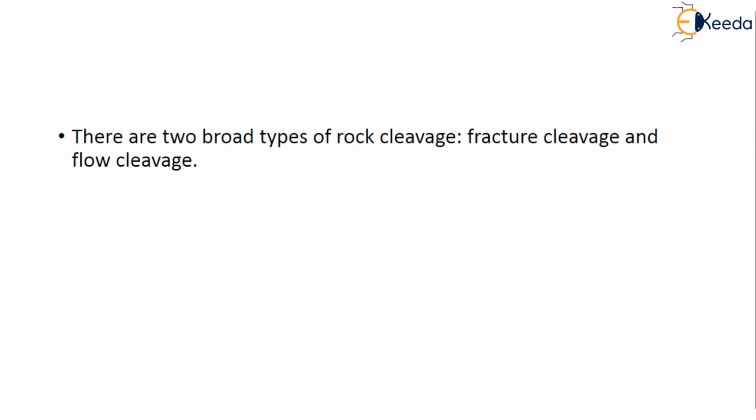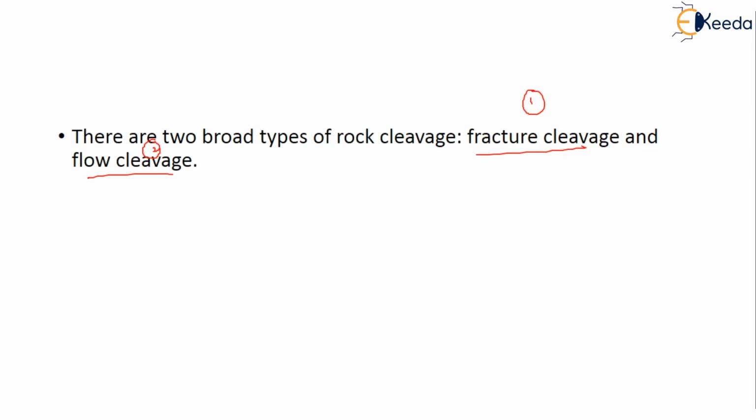So coming to the broad types, generally there are two broad types of rock cleavage. The first one is fracture cleavage and the second one is flow cleavage. Here we are going to discuss the 10 parameters used to describe the characteristics of discontinuities.